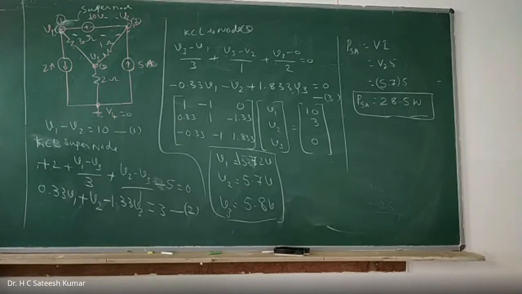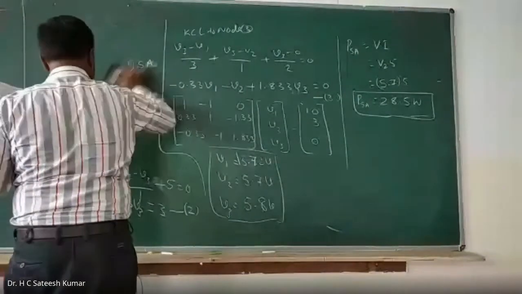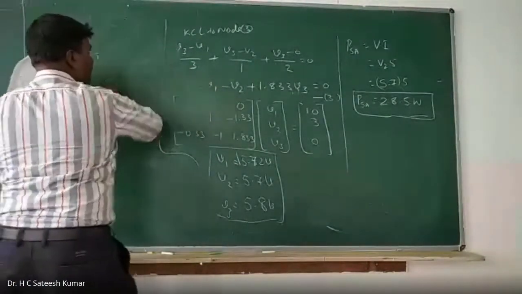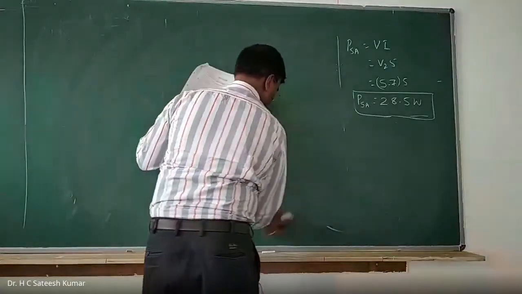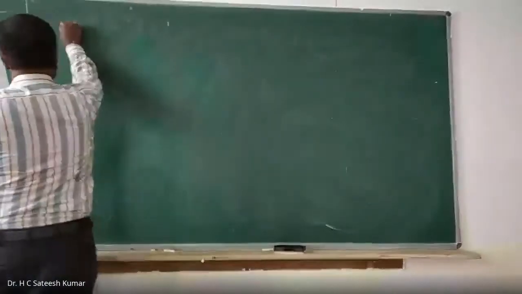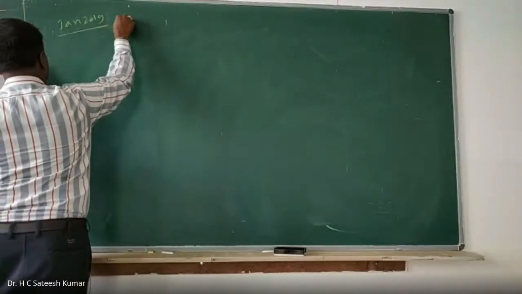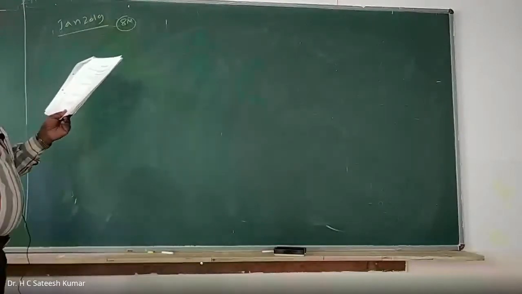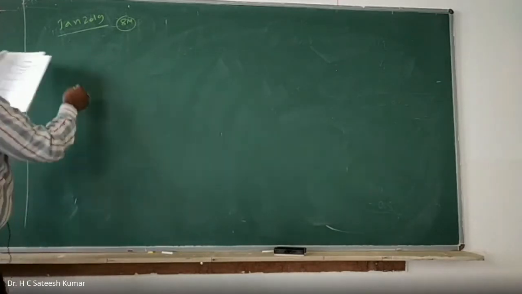Another problem from the examination, January 2019. It is an 8 marks question. The question is: use the node voltage method to find the power developed by the 20 volt source in the circuit shown. He has given it something like this.